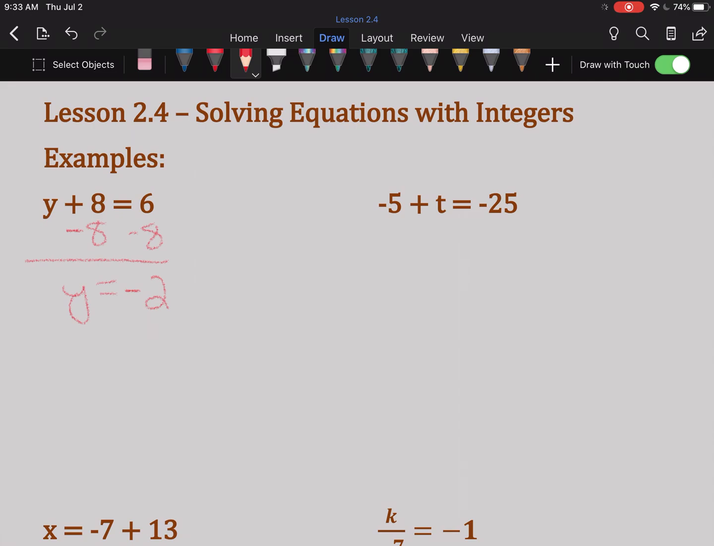I see negative 5. Its opposite is positive 5. That will leave t alone. When I have negative 25 and positive 5, those are different signs. So subtract the numbers. 25 take away 5 is 20. And keep the sign of the bigger number. 25 is bigger, 25 is negative. So our answer is negative 20.